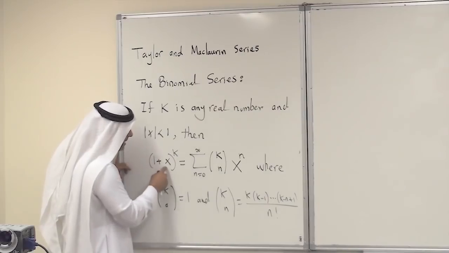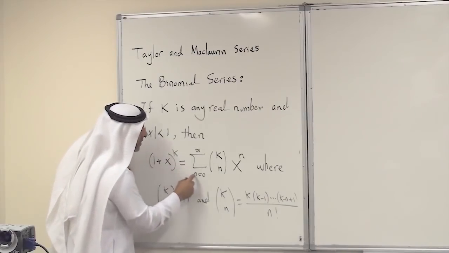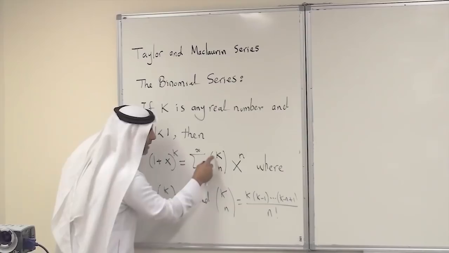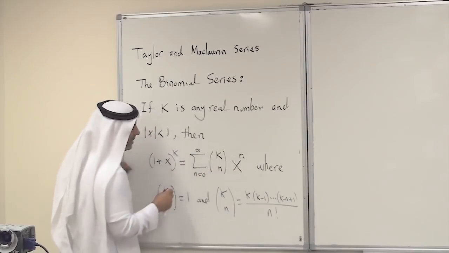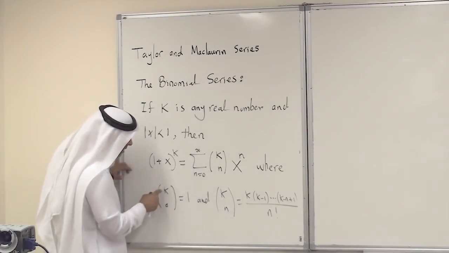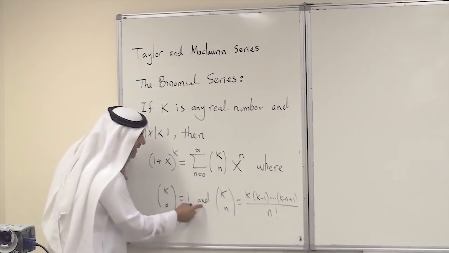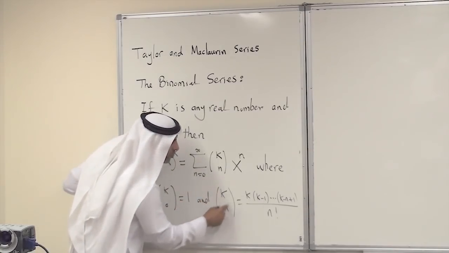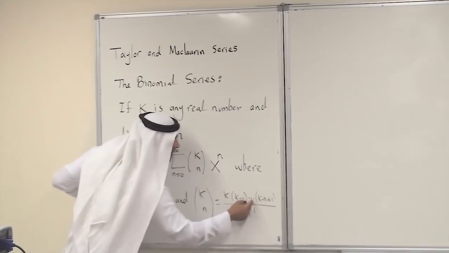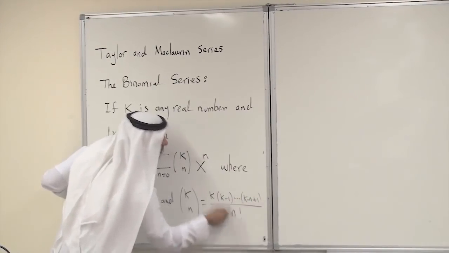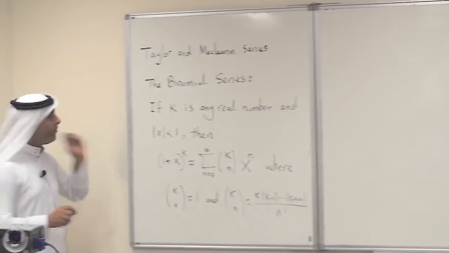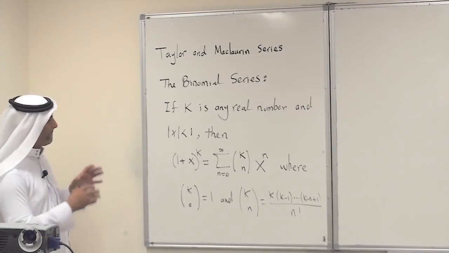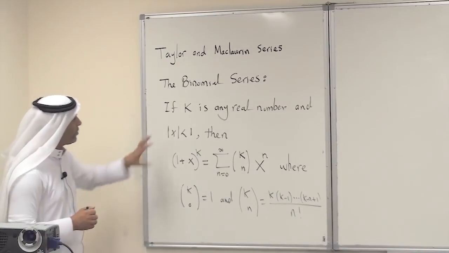What does it mean? We have 1 plus x to the power k is equal to the sum from n equal to 0 up to infinity of k choose n, x to the power n, where by definition k choose 0 is equal to 1, and we define k choose n to be k times k minus 1 times up to k minus n plus 1, over n factorial. Before I use this in an example, let me prove it for you.